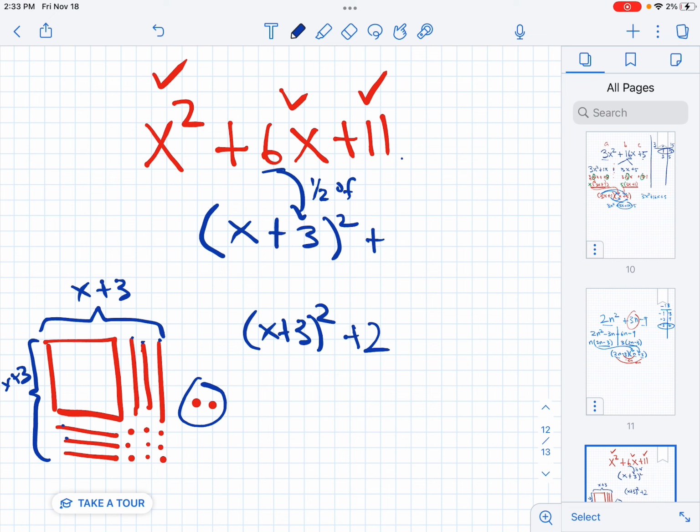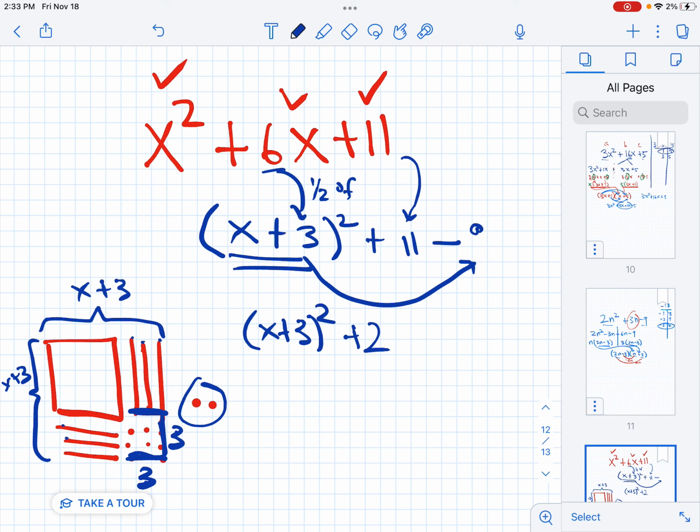Plus, I'm going to bring down the 11, and I'm going to subtract that number squared. Now, why am I squaring that number? Because this is 3 in that direction. This is 3 in that direction. 3 times 3 gives me 9. So inside that box, I can fit 9 dots. 11 take away 9 means that I have 2 that don't fit in.